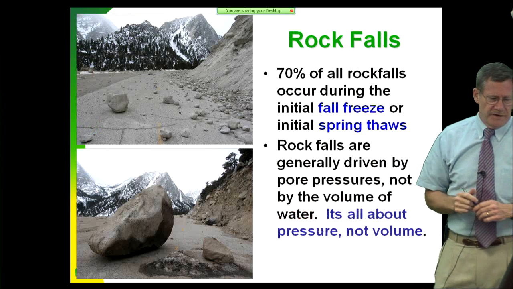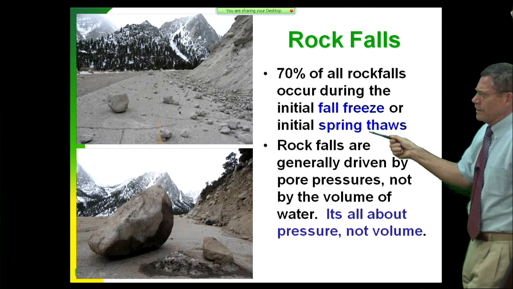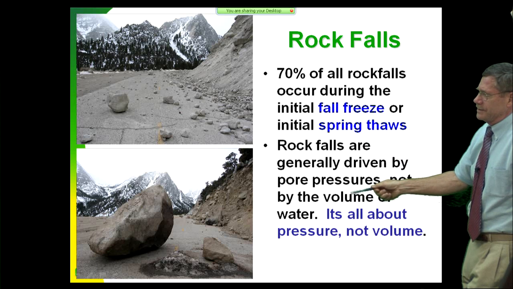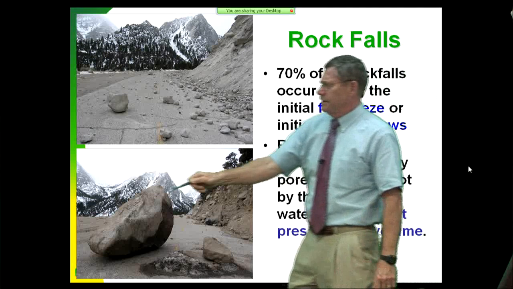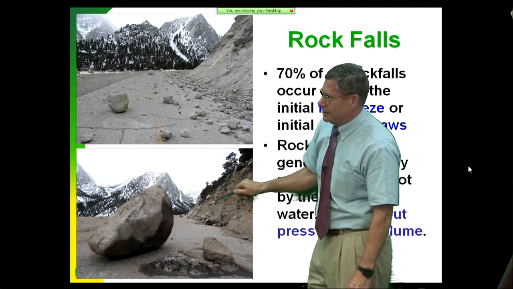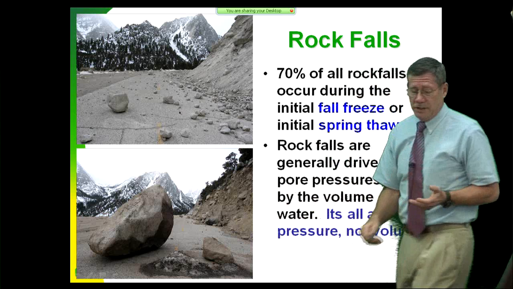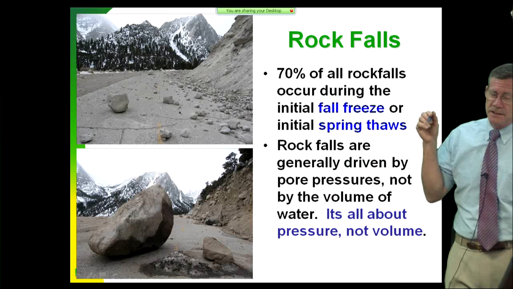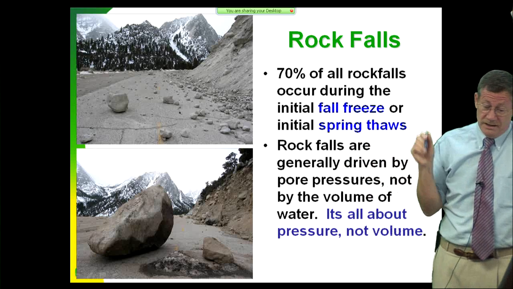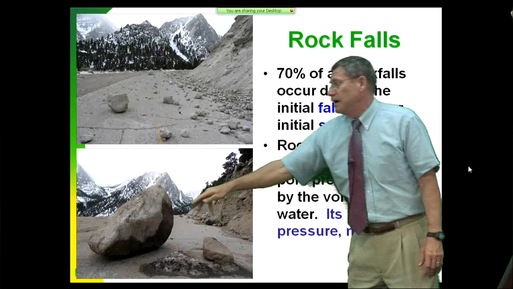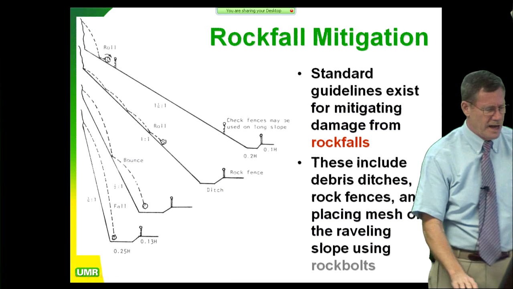So rock falls, 70% of them, as I said before, occur during the first fall freeze and the first spring thaw. This is all about pore pressure problems. It's not the volume of water, it's all about the pressure. So these blocks that are sitting here right at the edge, if they get enough pore pressure built up around them, out they come. So in order to keep these things in place, you have to use soil nails or rock anchors with mesh. And it's a lot of fun drilling these things because you hit a block like this and your drill stops. So it's very, very difficult to attack these things from a practical point of view.